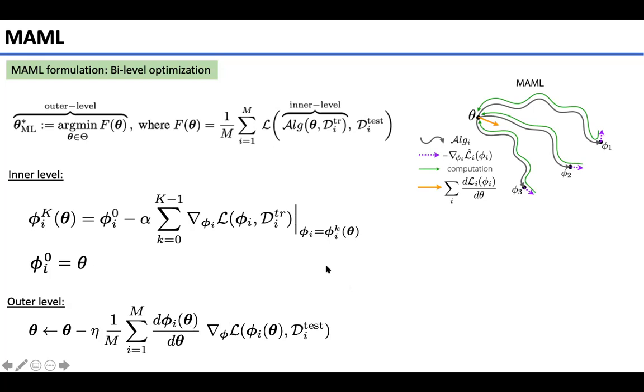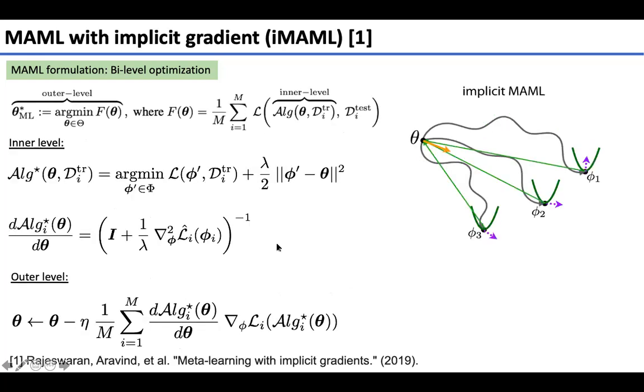Because there is no direct relation between d phi k and the meta model, it has to go through this whole trajectory of updates in order to find d phi k by d theta, and that may be computationally expensive. In fact, that brings us to the next framework, which is named MAML with implicit gradient.